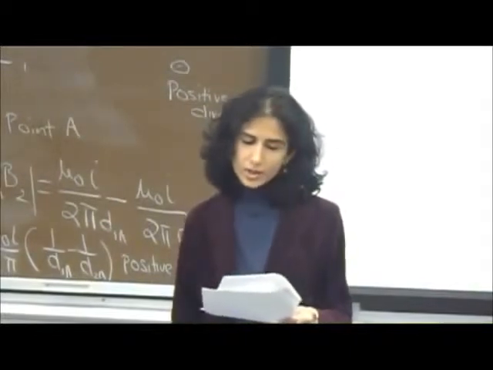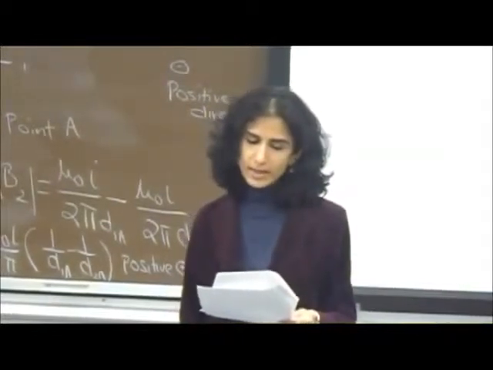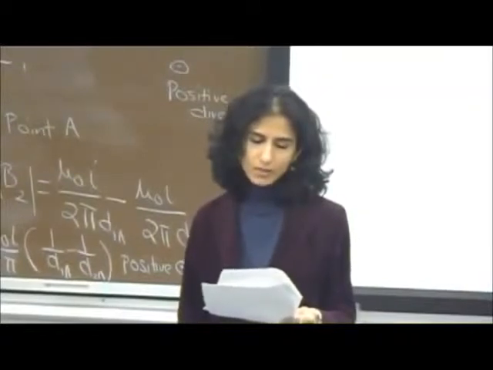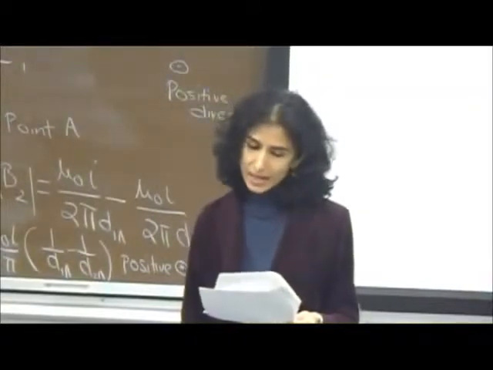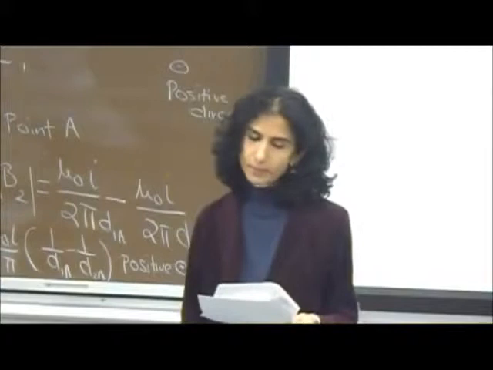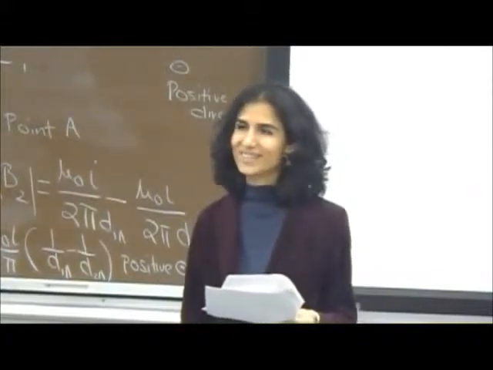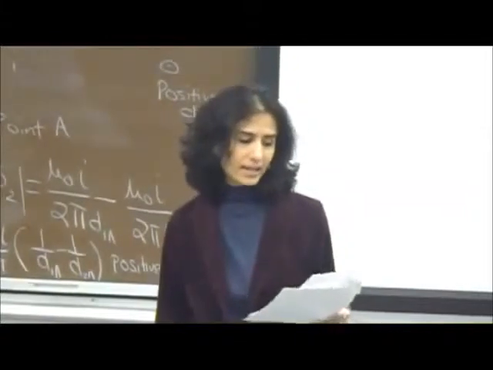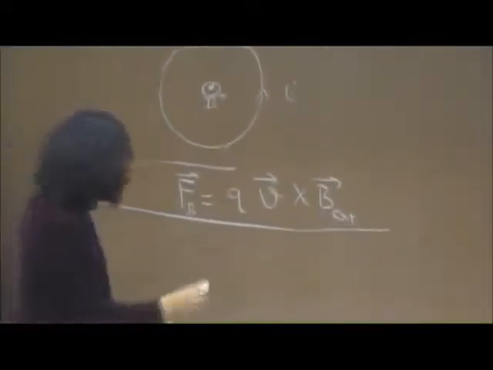An electron enters a region of uniform perpendicular electric and magnetic fields. It's observed that the velocity of the electron is unaffected. A possible explanation is... What do you think? Yeah, the correct answer is D. Because remember, this was the principle we used for velocity selectors.